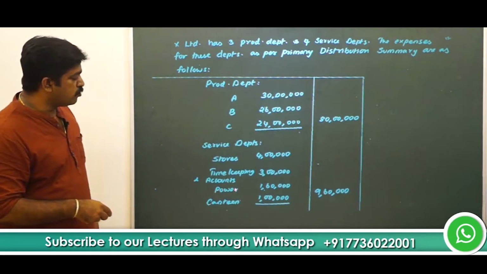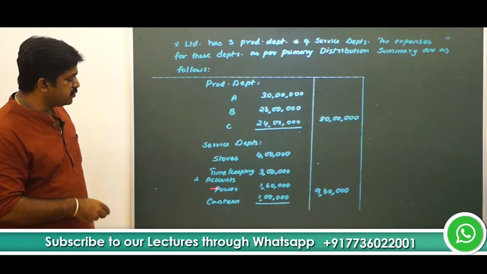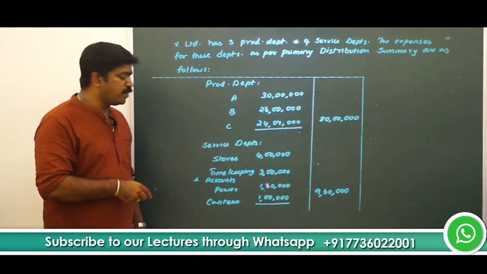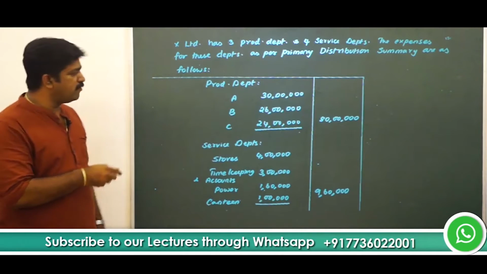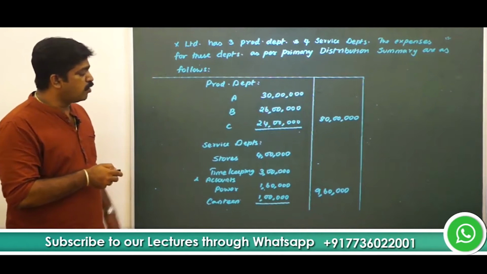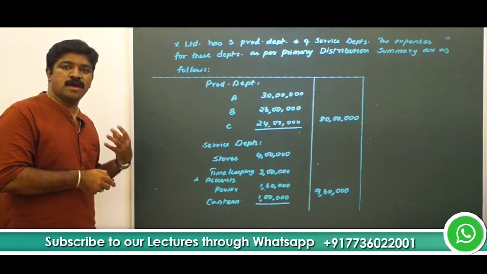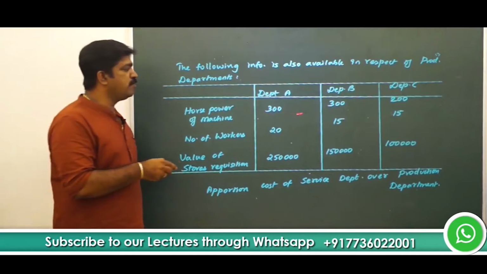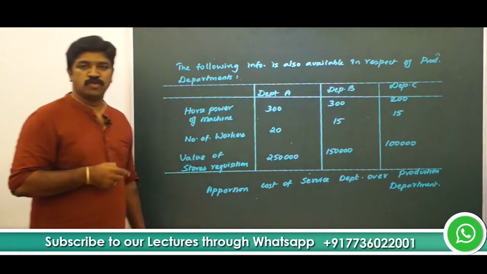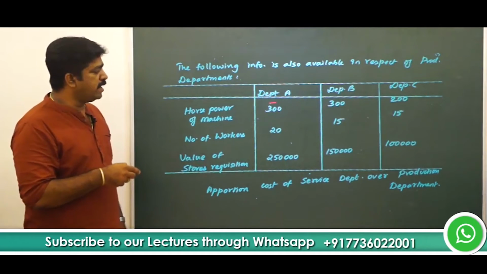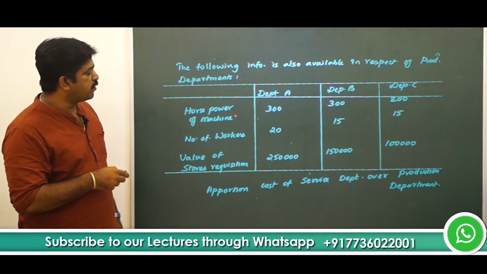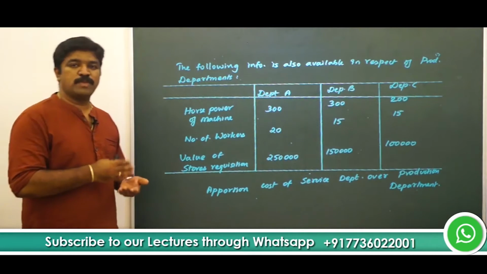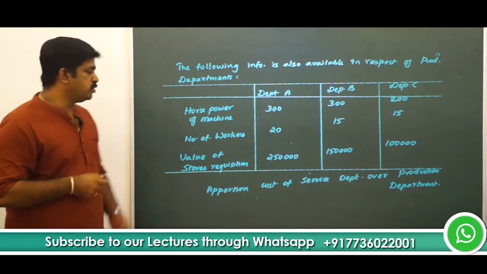There is a service department called the power department, and their expense is 1,60,000. That is basically for these 3 departments. So on what basis can we apportion this 1,60,000? We can apportion it on the basis of 3:3:2, because the horsepower requirement of department A is 300, B 300 and C is 200. So we can make it a ratio 3:3:2.